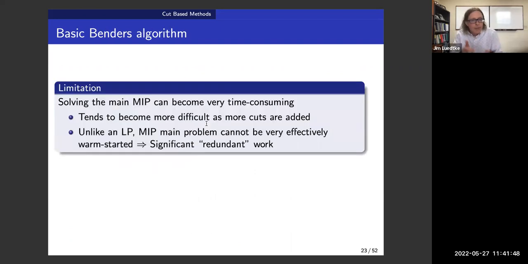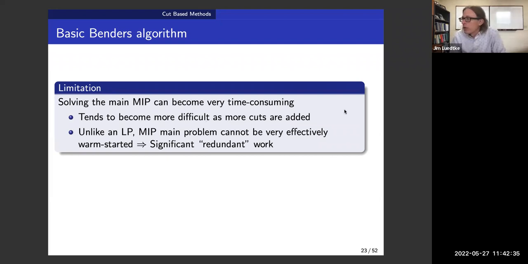Okay, so this basic Benders algorithm is fairly easy to implement, but the issue is that in every iteration, that main problem, the upper level problem that I'm solving, is a mixed integer program. Okay? And as you add more cuts, that tends to become more difficult to solve. And unfortunately, unlike for linear programming, if I have a mixed integer program and I change it in some way by, say, adding cuts, it's not very easy to do a good warm start on that. It's not like I can start off where I left off and expect it to be an efficient algorithm. Oftentimes, it's better to just start from scratch completely. And so that leads to a lot of potentially redundant work there.